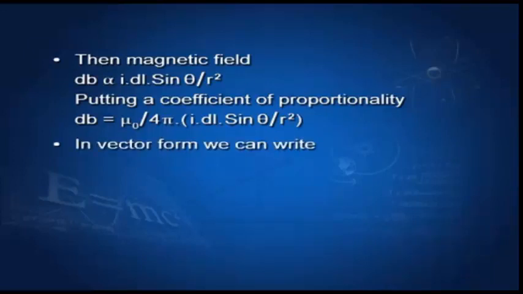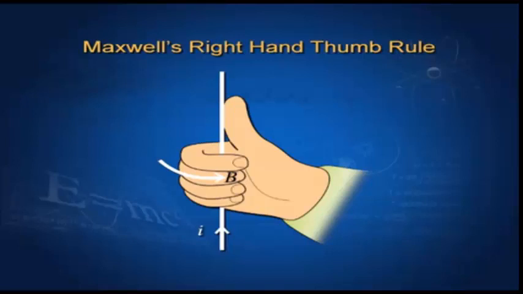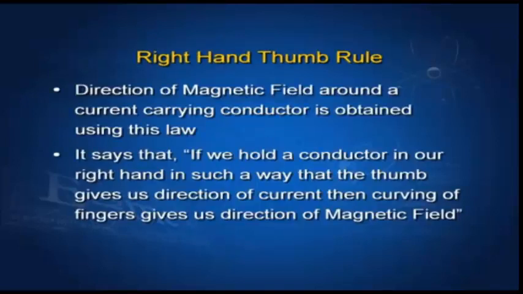In the vector form, we can write dB equals mu naught upon 4 pi I dl cross r divided by r cube. The direction of the magnetic field is obtained using Maxwell's right hand thumb rule. Now, what does this right hand thumb rule say? It says that if we hold a conductor in our right hand in such a way that the thumb gives us the direction of the current flowing through the conductor, then the curling of the fingers around the conductor gives us the direction of the magnetic field.